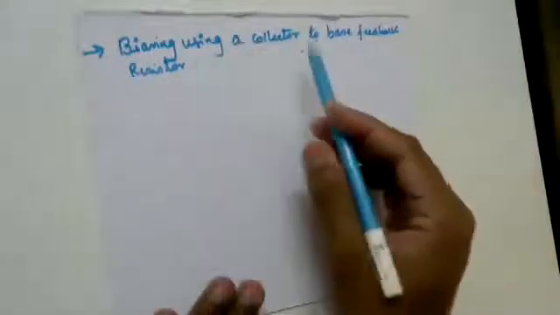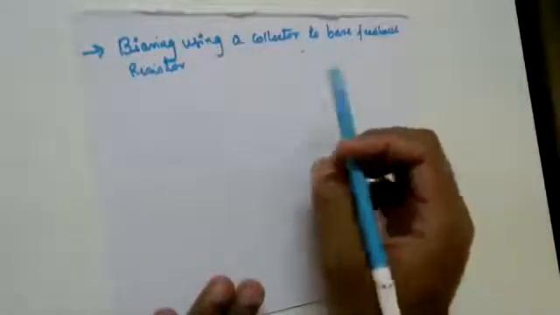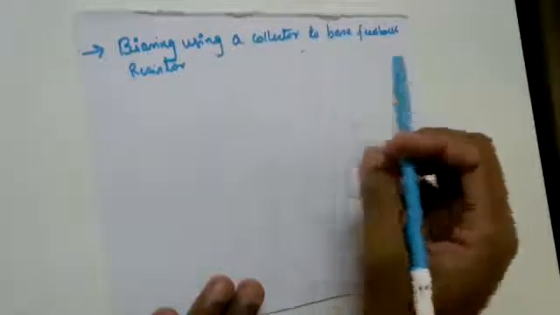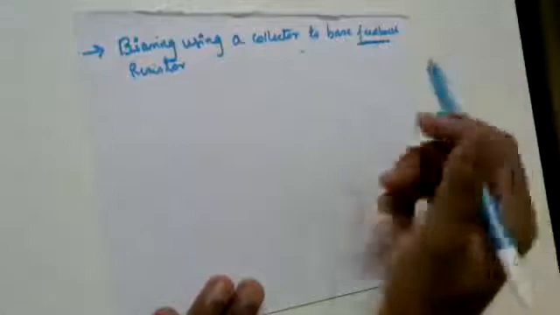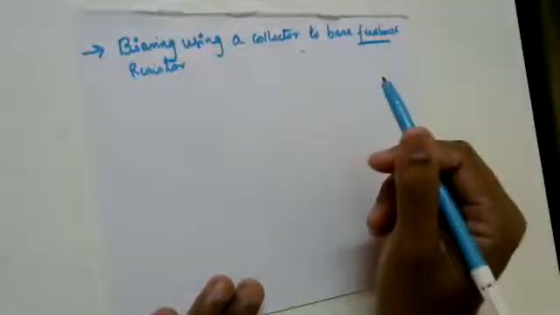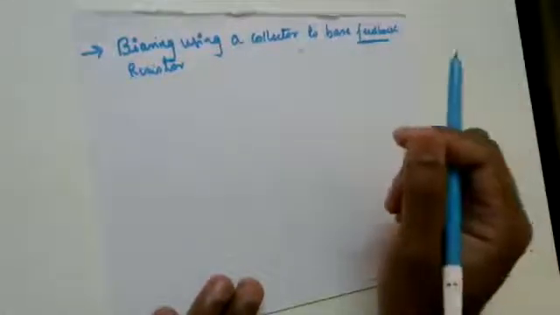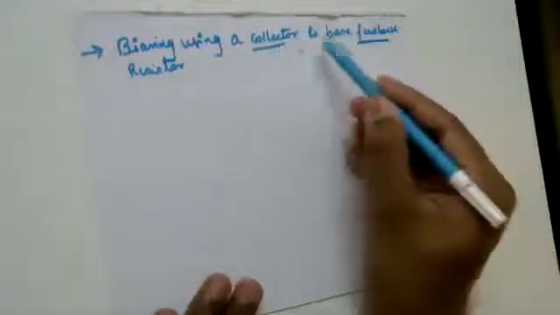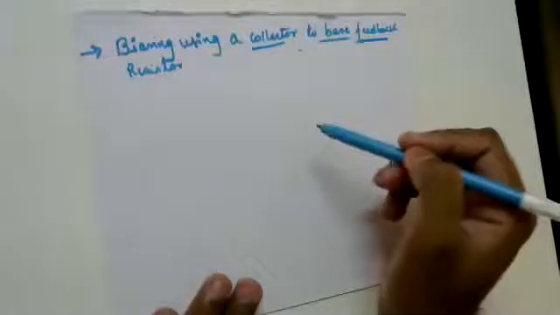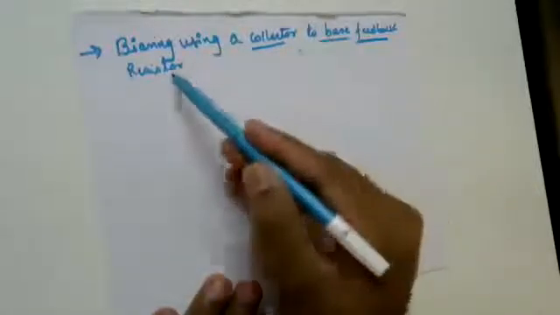So the name itself is saying that you want to have a feedback in a circuit, and this feedback path is provided from the collector to the base with the help of a resistor.